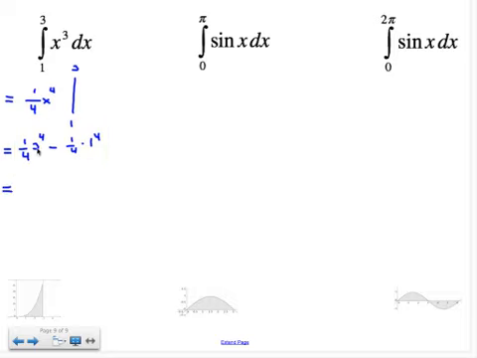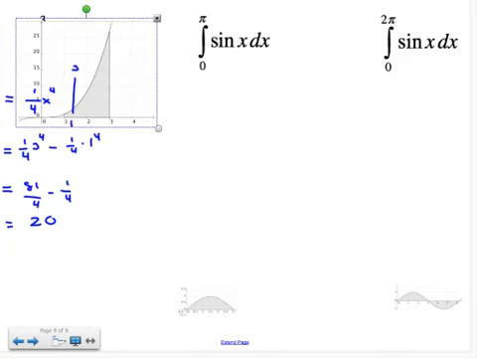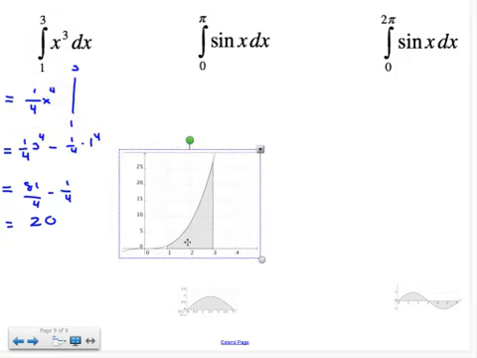Okay, what do we got here? 3 to the 4th is 81, so I have 81/4 minus 1/4, which will give me 80/4 or 20. And if you remember last class, we actually did this calculation on the calculator with sigma, and we got 20 as an answer. So the actual area done by hand now, underneath the curve x cubed from 1 to 3 is 20 units. Okay, and there's a picture of it right there.